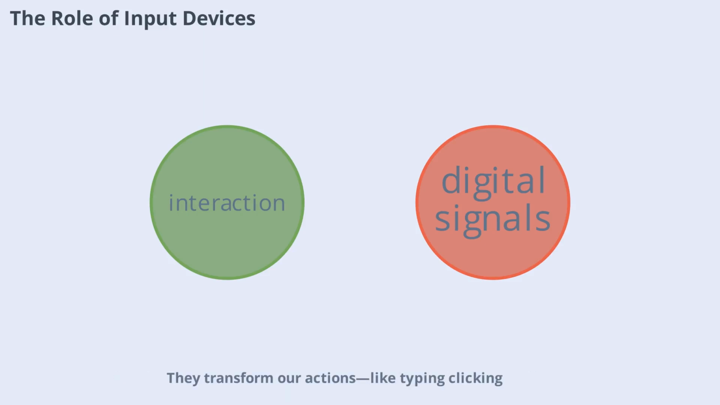They transform our actions like typing, clicking, or speaking into digital signals that computers can process. This interaction is what makes computers such powerful tools for work, learning, and entertainment.